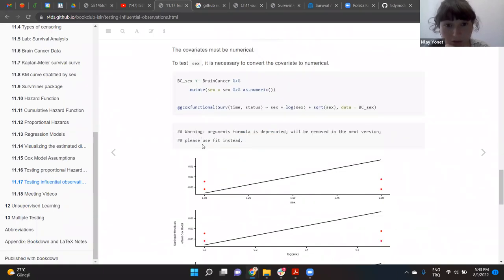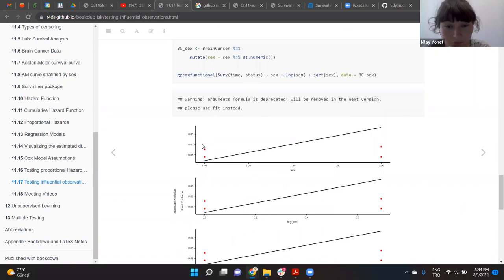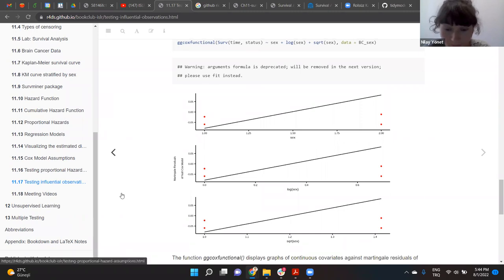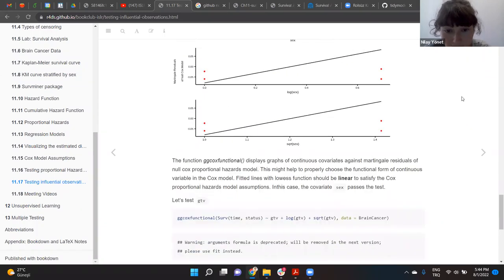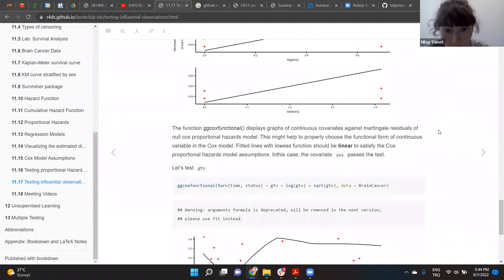Then covariates must be numerical and continuous. So here we see the martingale residuals for sex, and we can see that they are linear. So in this case, for the covariate we tested, they are linear.